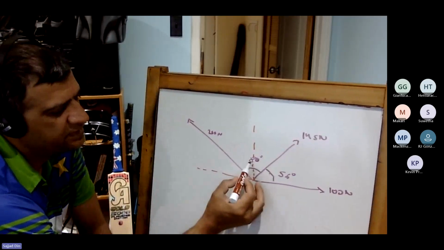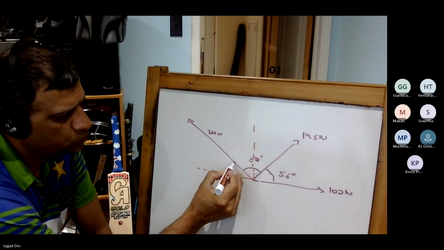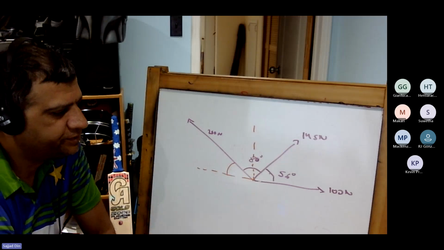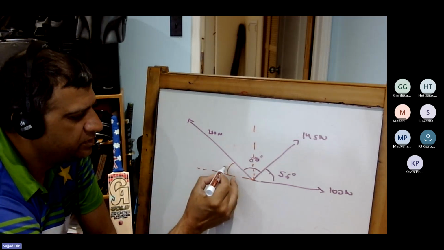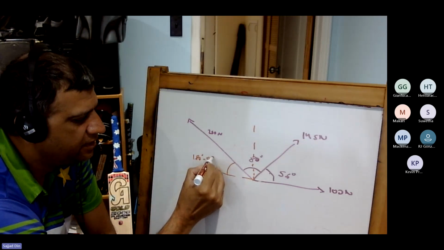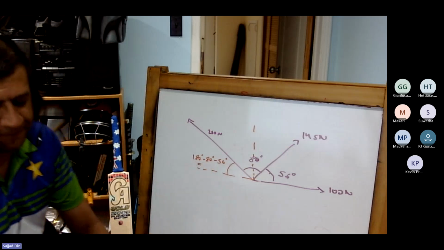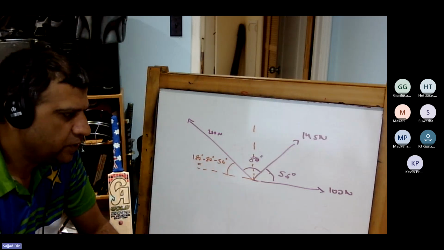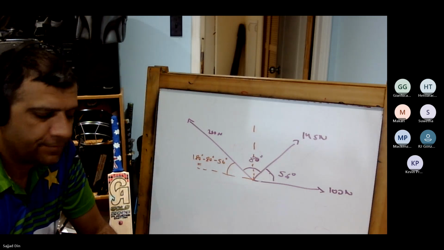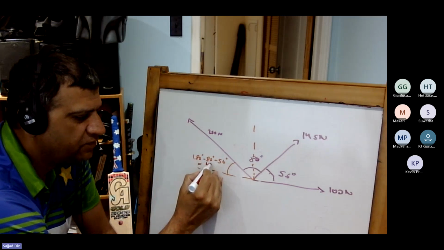So if this is 56 and this is 80, what is this going to be? This is just to give you options, right? So this is going to be equal to 180 minus 80 minus 56 degrees. What is that? 100 minus 56 is what? 44? I think this is 44 degrees.